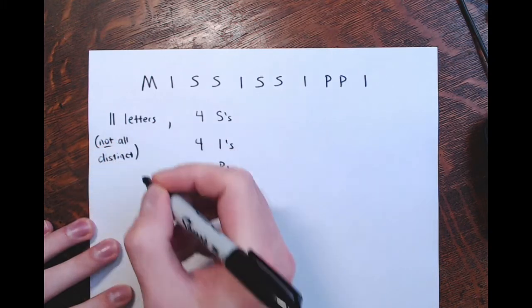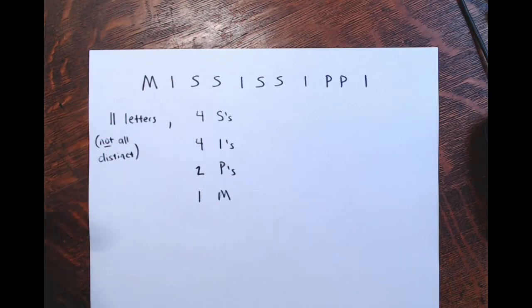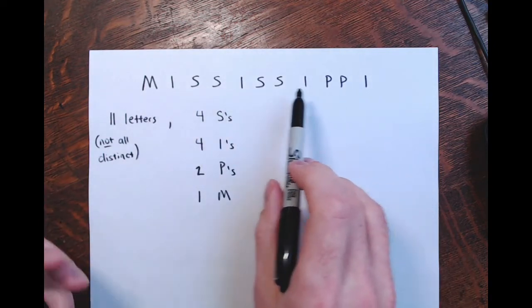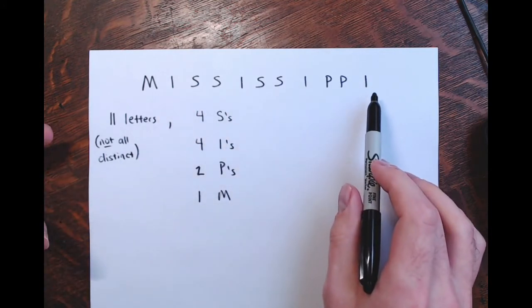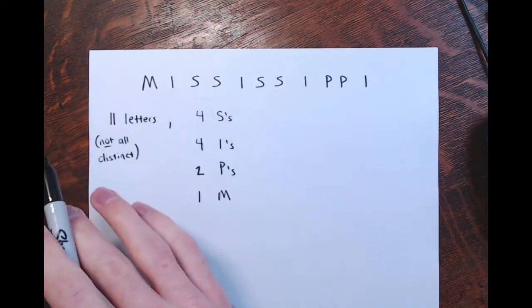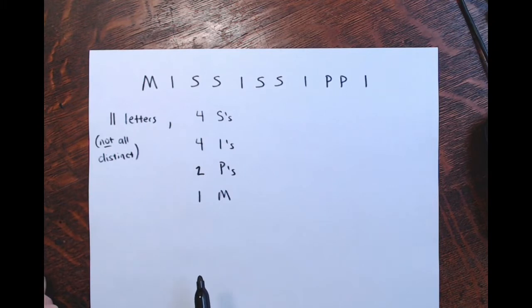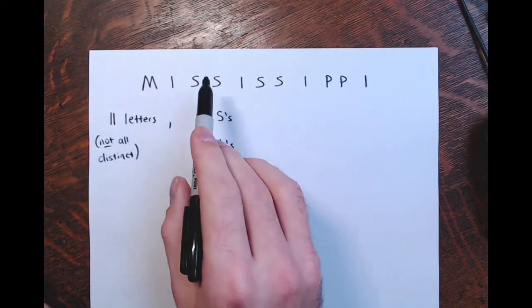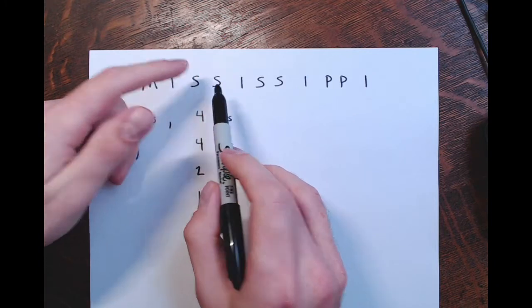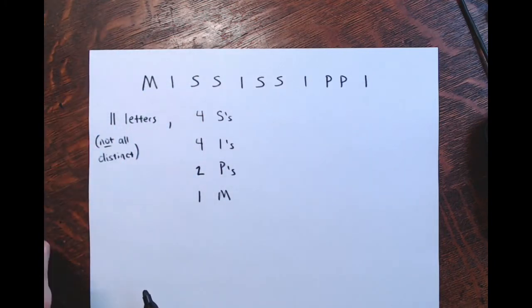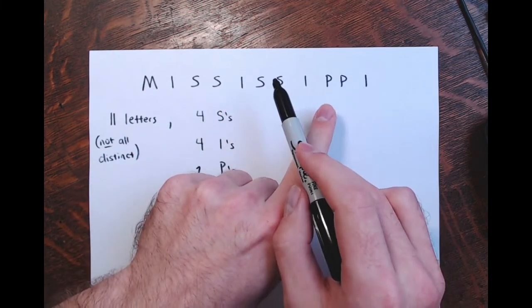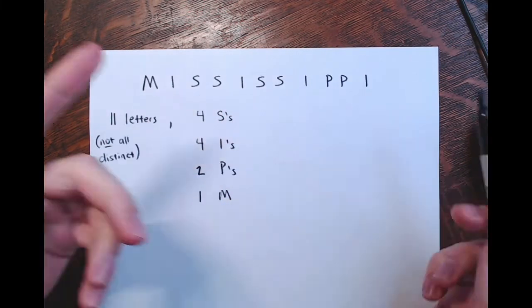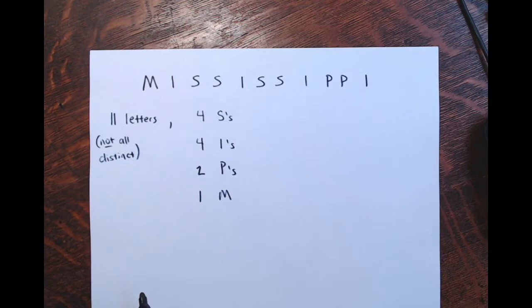So I can't count the number of different rearrangements the way I used to. Because normally, if I had 11 letters, 11 objects, and they were all different, the number of ways to rearrange them would be 11 factorial. But that is not the case here, because if I switch these 2 S's, it looks exactly the same. So it wouldn't be considered a different permutation. If I switch these 2 I's, or this I with this I, it would look exactly the same and wouldn't be considered a different rearrangement.